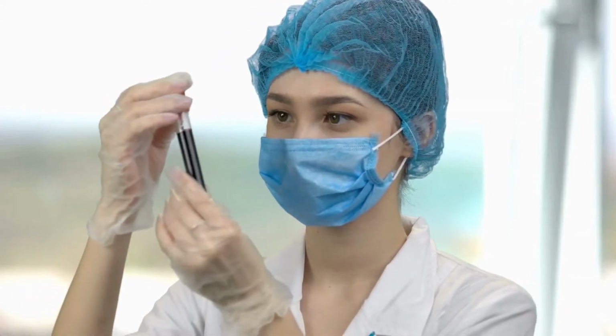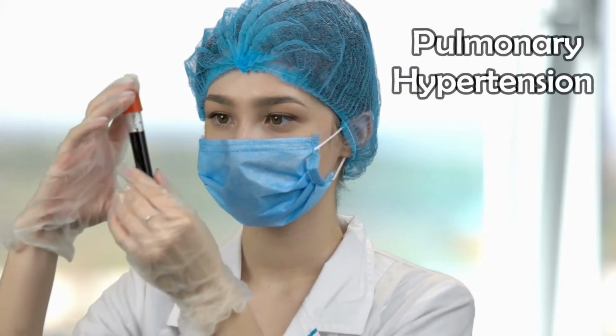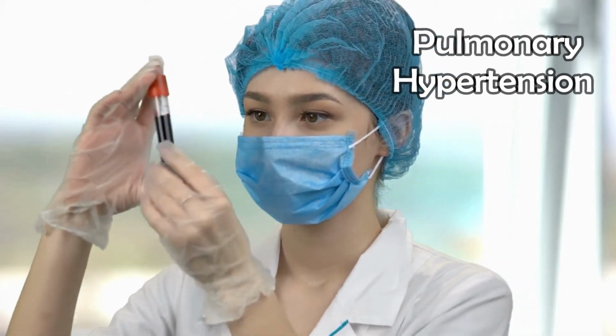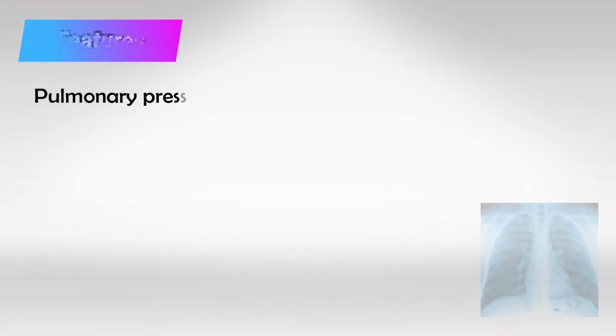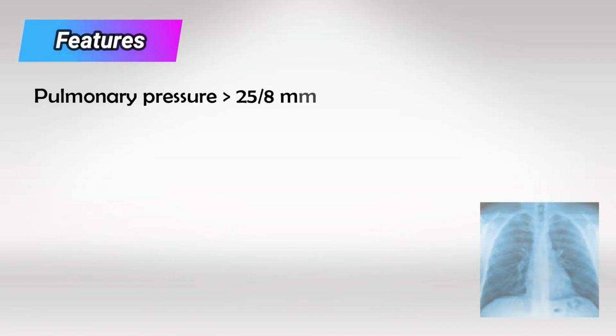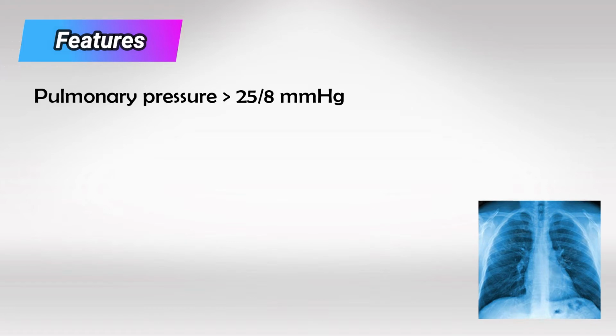Welcome back. In this video, we'll talk about pulmonary hypertension. It is defined as having a pulmonary pressure of more than 25/8. This is mostly idiopathic, but it can be caused by anything that would increase the backup pressure in the lungs.